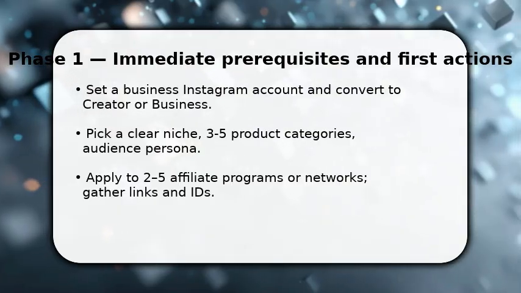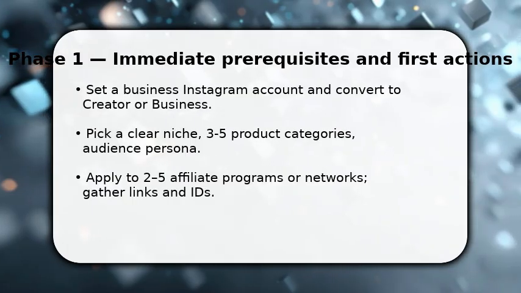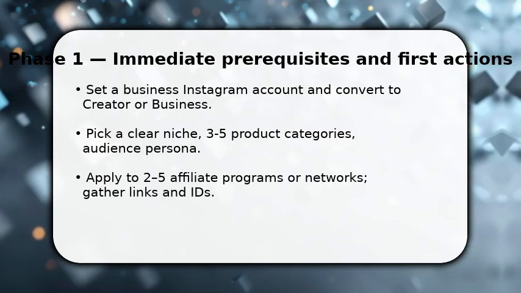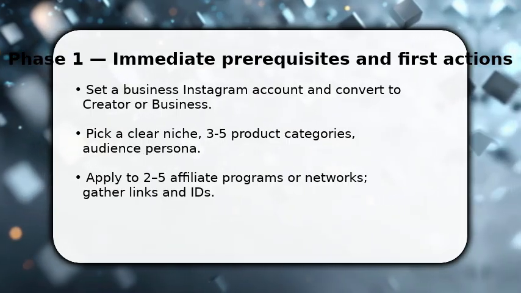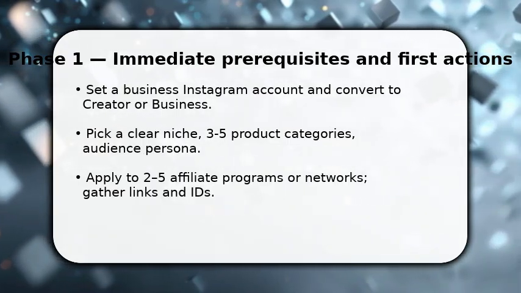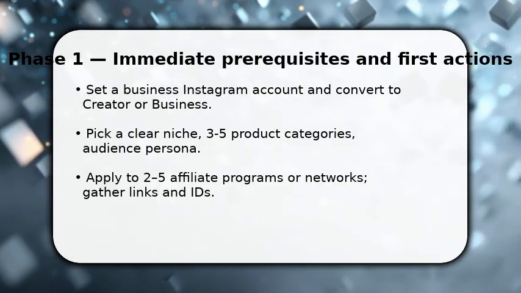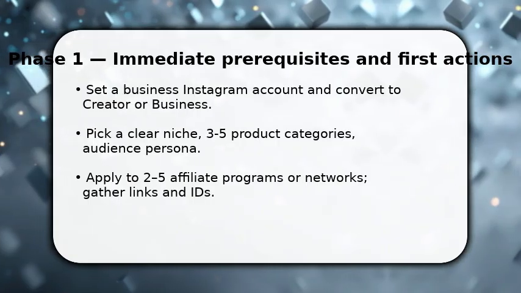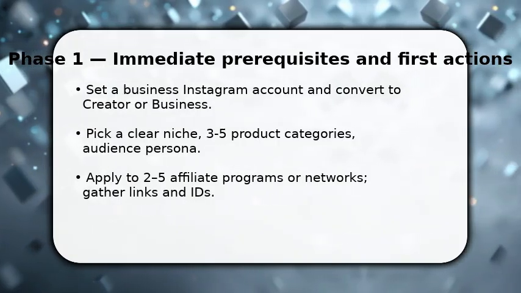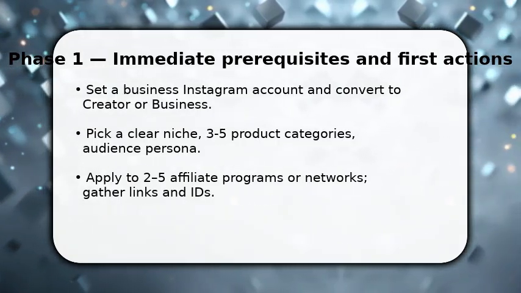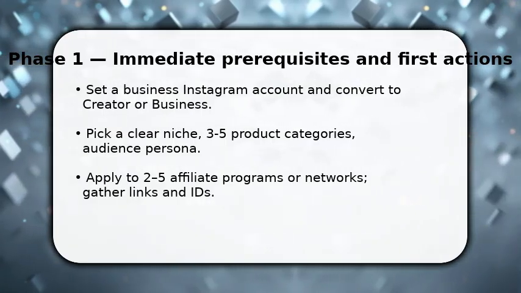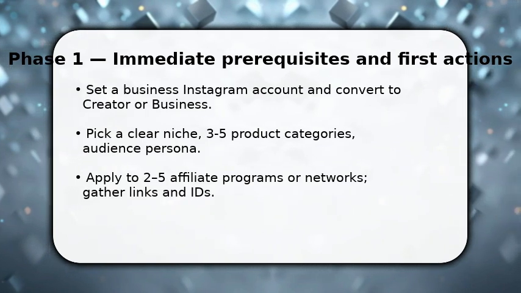You already have Instagram set up. Now take 3 fast, practical steps. First, switch to a creator or business account and enable insights so you can measure results. Next, pick a focused niche and define a single audience persona. This narrows product choices and messaging. Finally, apply to 2 to 5 affiliate programs, save your tracking links and partner ID, and plan your first 5 posts. Once done, you'll have accounts, offers, and a testing plan to begin promoting today.